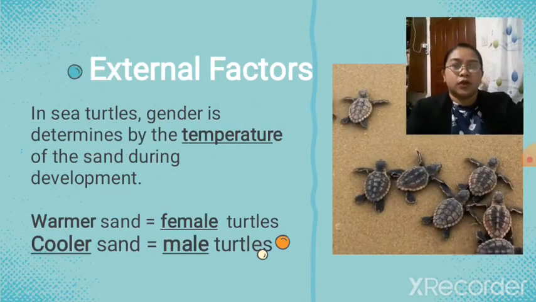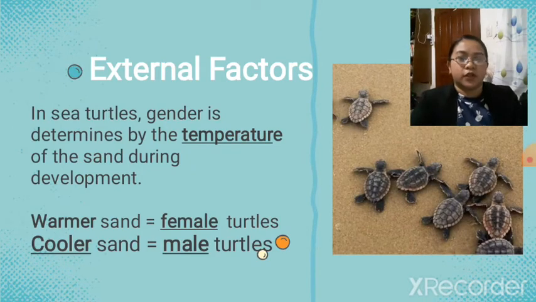This is another example of external factors. In sea turtles, gender is determined by the temperature of the sand during development. It says that in warmer sand, there are more female turtles. On the other hand, in cooler sand, there are more male turtles.